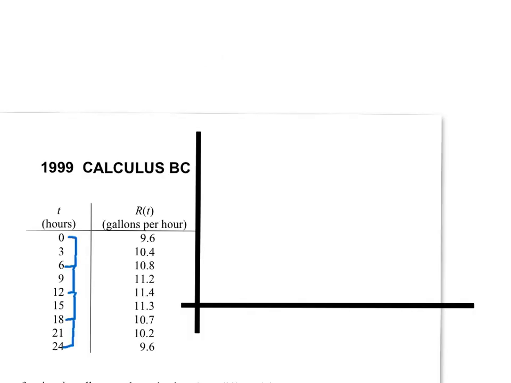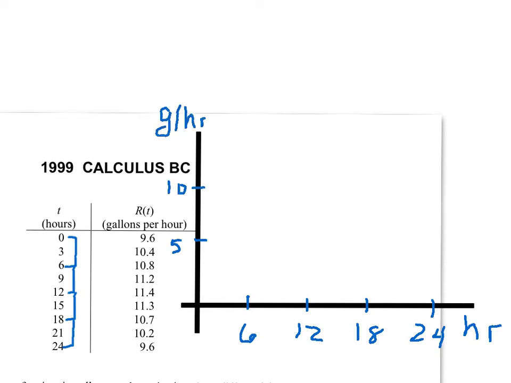Now, let's see if we can visualize our rectangles. You don't actually have to draw these when you're working a problem, but for the sake of visualizing, I want you to see these rectangles. So I have my axes, and I'm going to put along the x-axis our increments in 6-hour intervals, measured in hours. Then along the y-axis, since our data go up to about 11.5, maybe I'll do increments of 5, measured in gallons per hour.